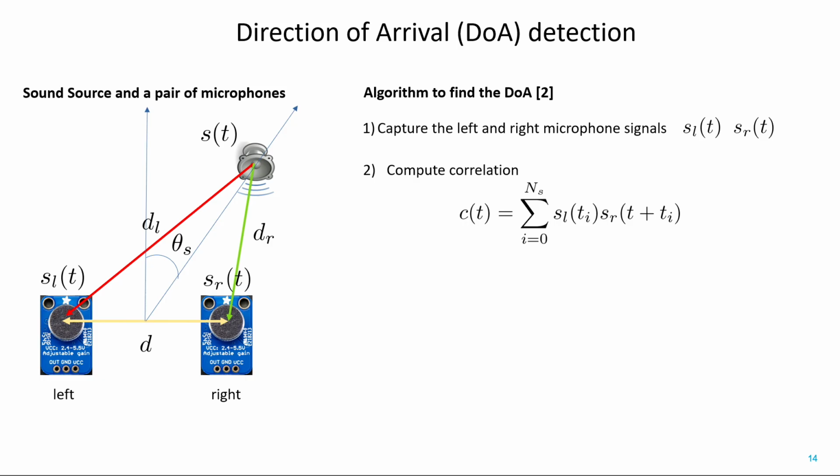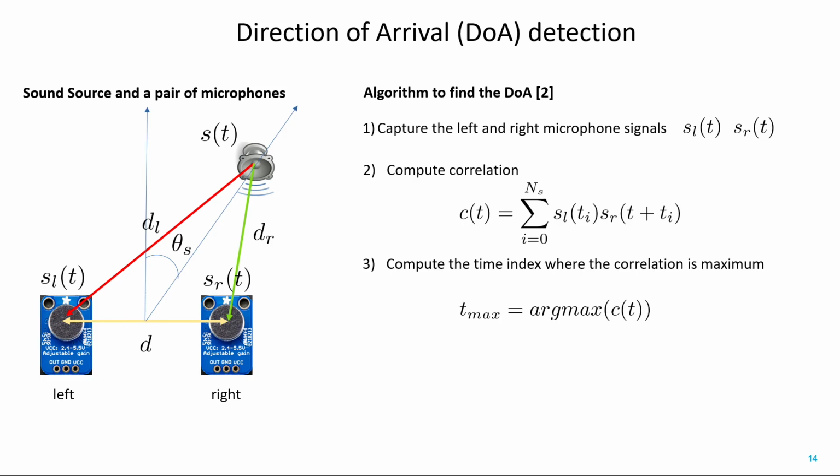Second, we use the correlation formula to compute the cross-correlation between the two signals. Then we compute the time at which this correlation function becomes maximum. And then we use the formula of the arcsine to compute the DOA angle.